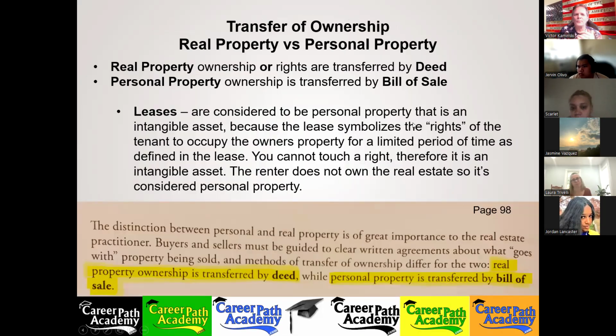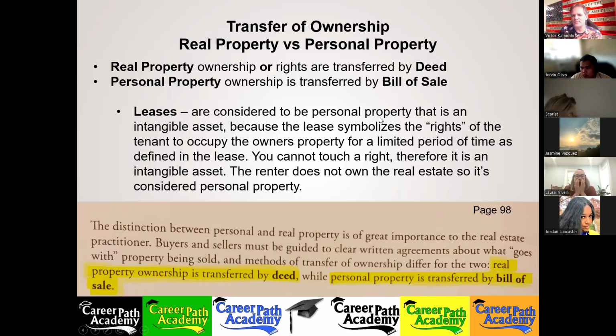Oh, how do we transfer real property, real estate, and how do we transfer the ownership of personal property? Real property ownership is transferred by some document called a deed. Personal property is transferred by bill of sale, right? You go to the store, you buy some clothing, they give you a receipt, that's your bill of sale.